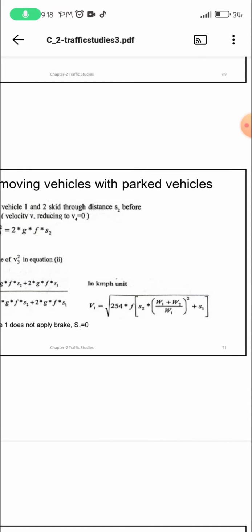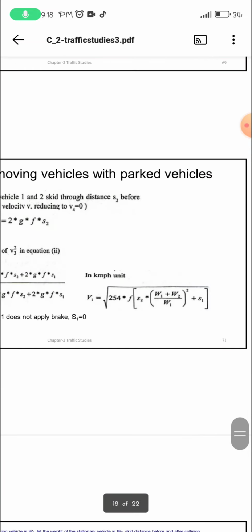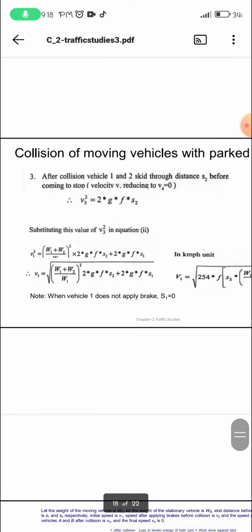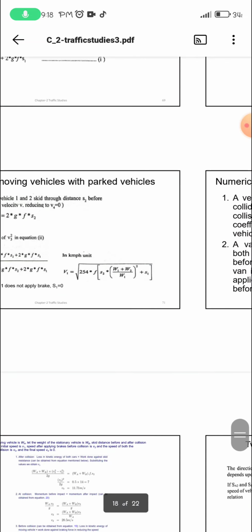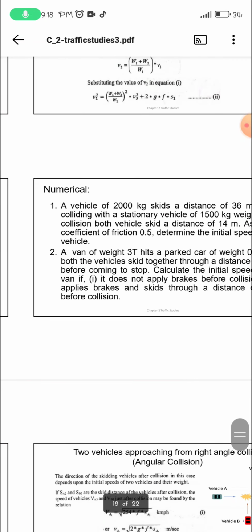v1 equal to under root 254 into f into (s2 into ((w1 plus w2) by w1) whole square plus s1). This is in kilometer per hour. Note: when vehicle 1 doesn't apply brake, s1 equal to 0.